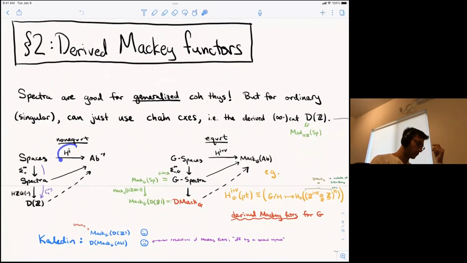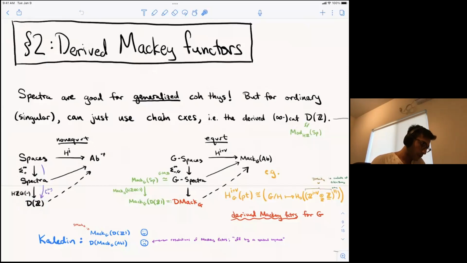So cohomology of spaces valued in abelian groups, that factors not just through spectra, but through derived Z modules. And you can take a spectrum and Z linearize it. Now, if you do that here with a suspension spectrum, you're just ultimately getting the complex of singular chains. And certainly cohomology factors through that by construction. And in the equivariant situation, well, this is what derived Mackey functors are, they are the equivariant version of the derived category of Z.